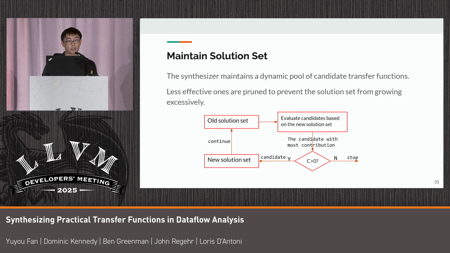The next is, as we keep adding candidates into our solution set and the solution set becomes larger, we want to remove those less effective ones. So here is how we use a greedy strategy. Suppose we start with the old solution set, and we evaluate the candidates based on the new solution set. Of course, the new solution set is empty at first, and we select the one with the most contribution. If the contribution is larger than 0, we take it, add it to the solution set, and repeat this process. And if the candidate with the most contribution is 0, which means the remaining candidates are useless or make no contribution, then we stop this process.